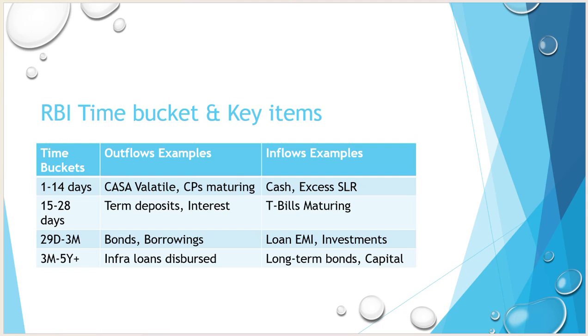Suppose we have the time bucket of 1 to 14 days, where CASA volatile or commercial paper maturity are outflow examples, which the bank needs to pay. The inflow examples are cash or excess statutory liquidity ratio holdings that the bank has. That is the positive side. Then for 15 to 28 days, the outflow is term deposit interest the bank needs to pay, and the inflow is T-bills maturing within that 15 to 28 day window.